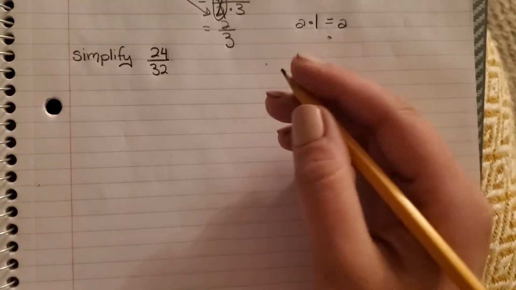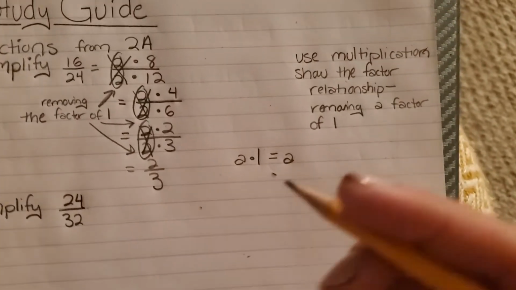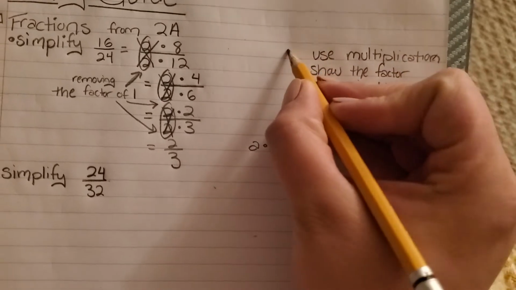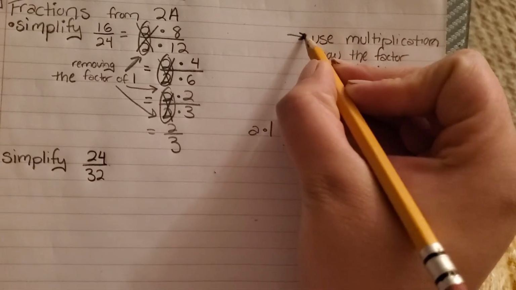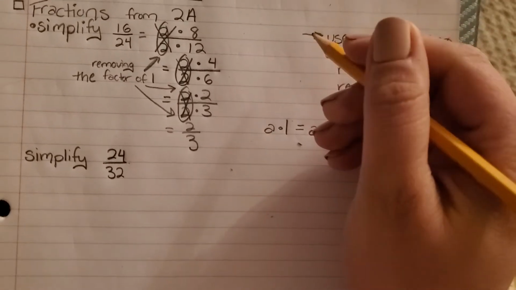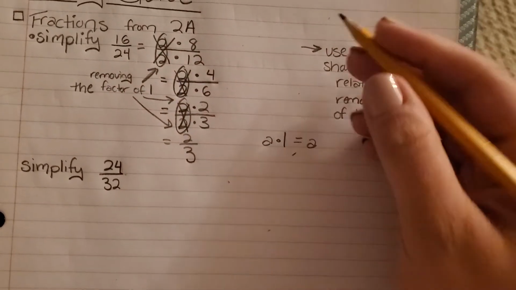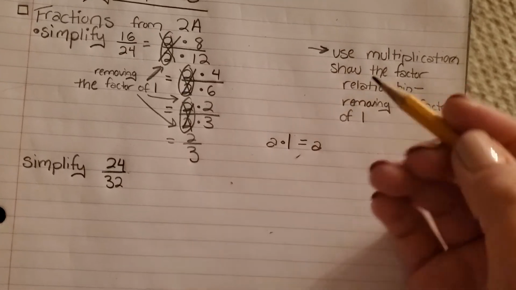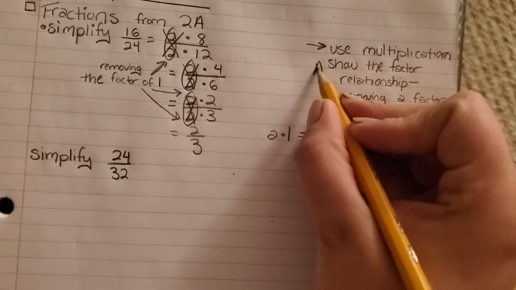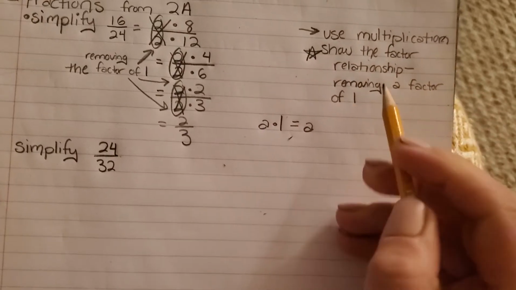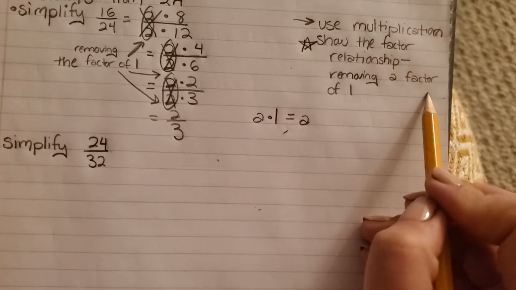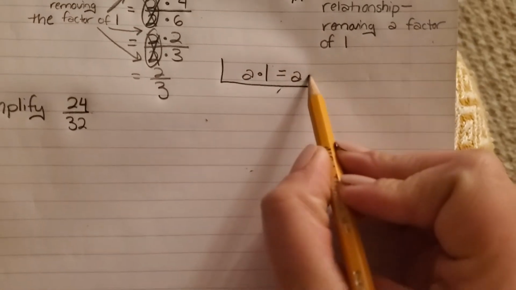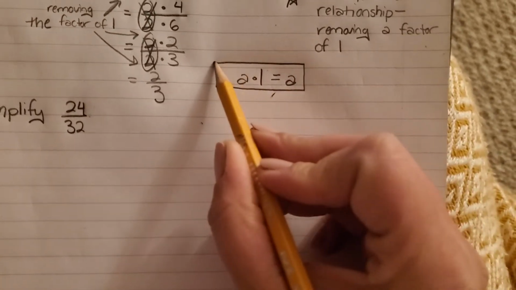So the phrases I'm going to be trying to use are, well, this isn't necessarily a phrase, but what I messed up on the test is that I tried to use division to simplify rather than multiplication. So I'm going to try to use multiplication, and this is the key here. I'm going to try to show the factor relationship by removing a factor of 1. And this is really huge here. Remember this, what does he call this? Cosmetic mathematics?